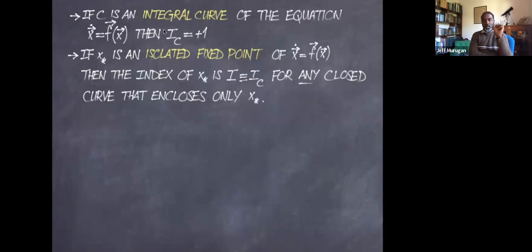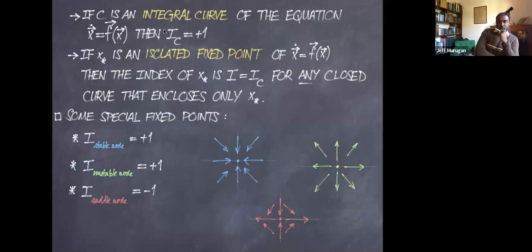In other words, I have some fixed point. It's an isolated fixed point, so I don't find in its neighborhood another fixed point. If I want to know what the index of that point is, all I have to do is draw some closed curve that encloses it, make sure that it doesn't enclose any other fixed points, and write down the index of that curve, and they will be the same by definition.